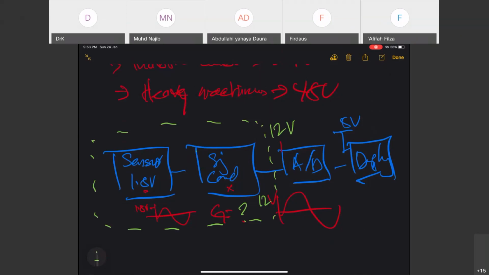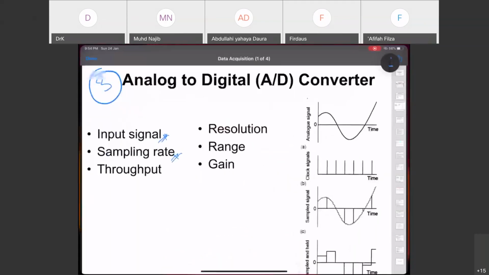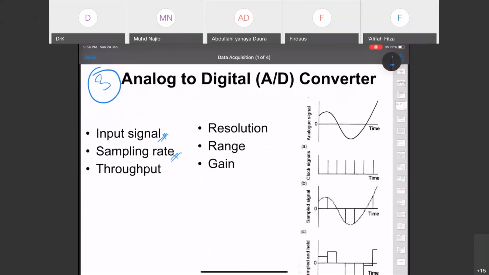Meaning that if your signal conditioner is at 12 volt, the A to D must be able to handle a 12 volt signal. Okay, if your signal conditioner is working on, I would say, 24 volt, then your A to D must be able to handle a 24 volt voltage swing. All right, so this is the signal that you are basically referring to. Any question, guys?